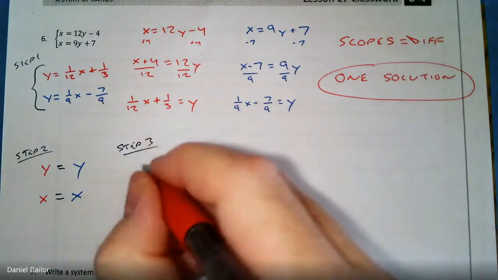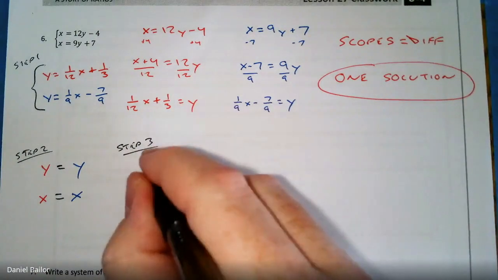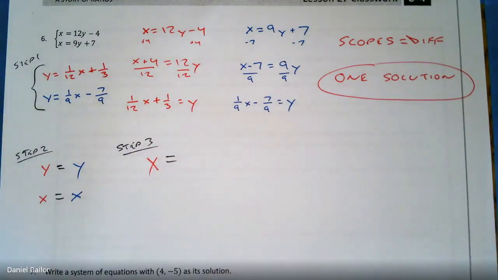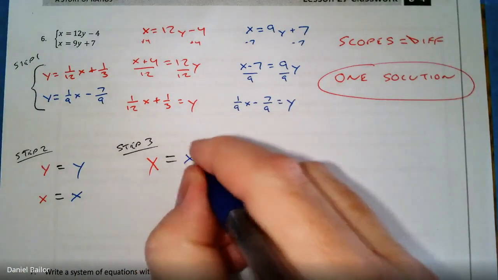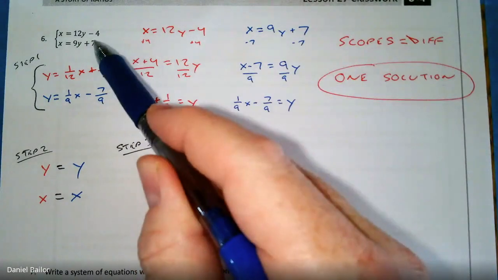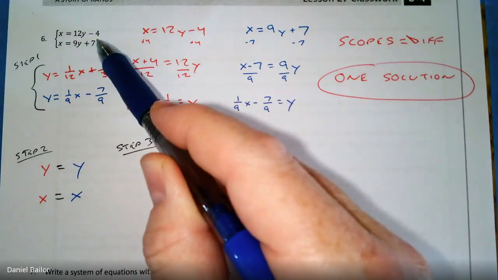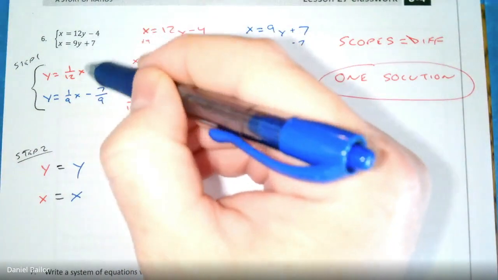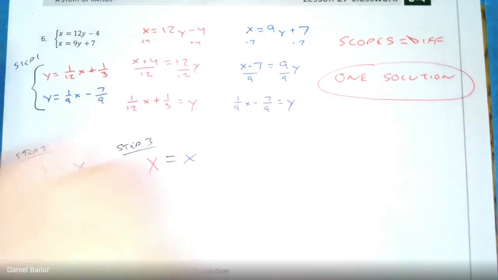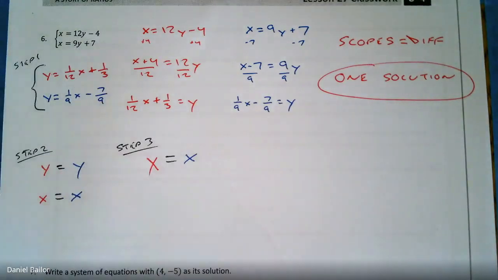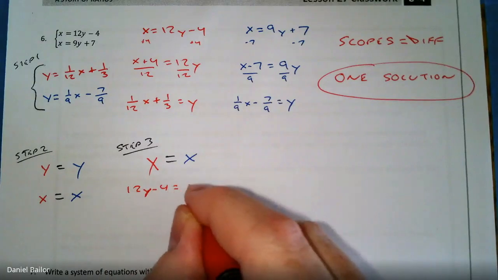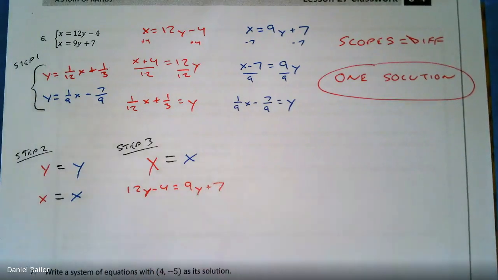So step 3, I'm not going to write y equals y, I'm going to write x equals x. And I'm going to use the version of this system with integers. These are actually the same system. Just this has x equals and this has y equals. Same system. I'm going to solve that one though, because that one looks easier to me. So I'm going to get 12y minus 4 equals 9y plus 7.